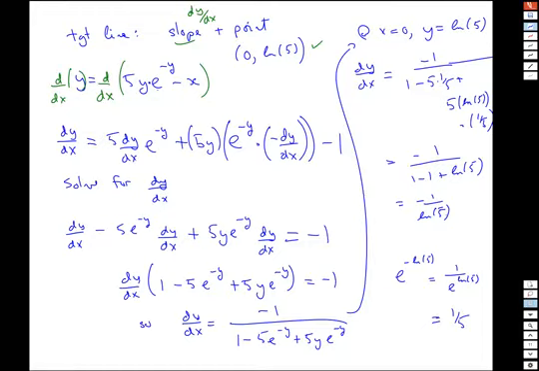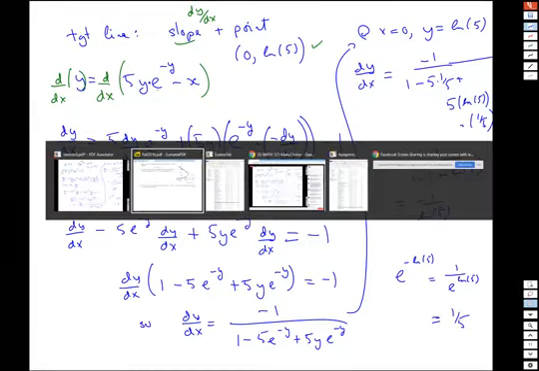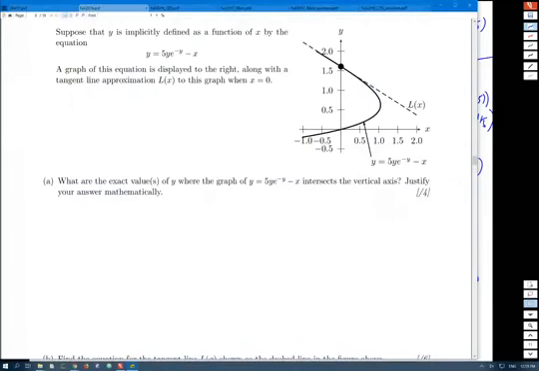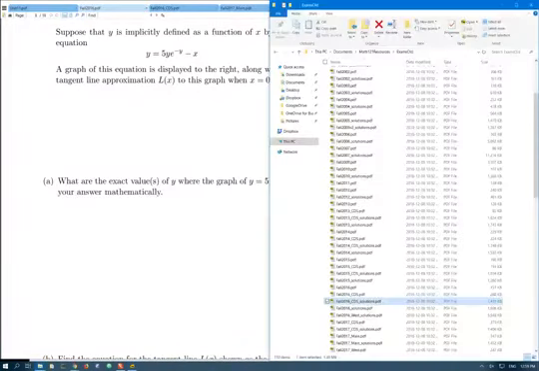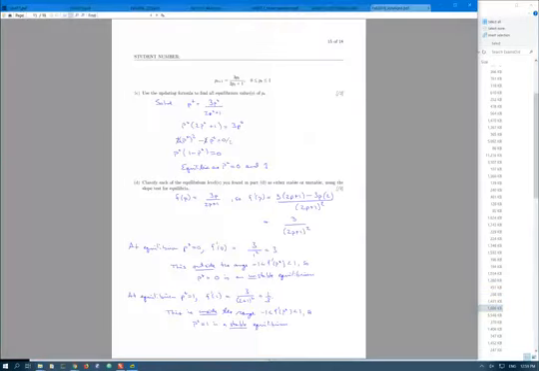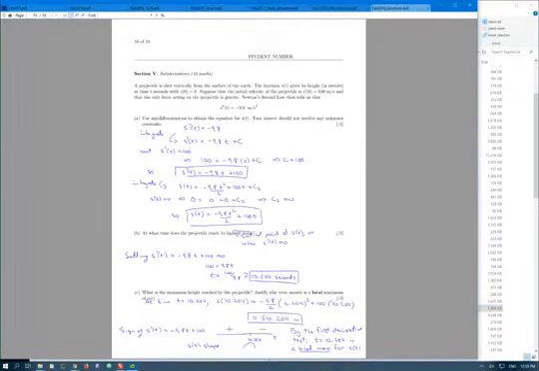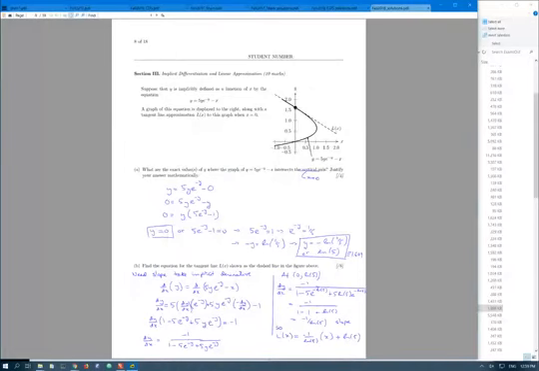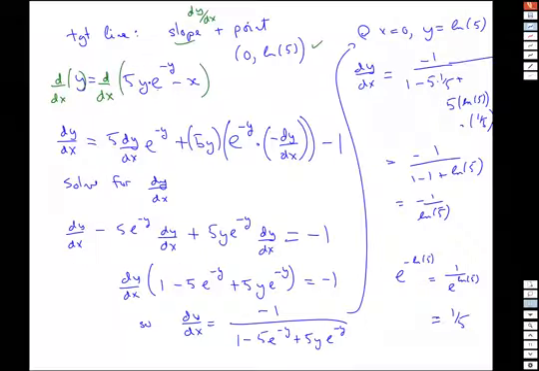I'm just going to confirm that quickly with the solutions, which are not up yet. Yeah, perfect. -1 over ln 5. So first of all, that matches the picture. We had the graph going like this. We know the slope has to be negative, so that is our slope.